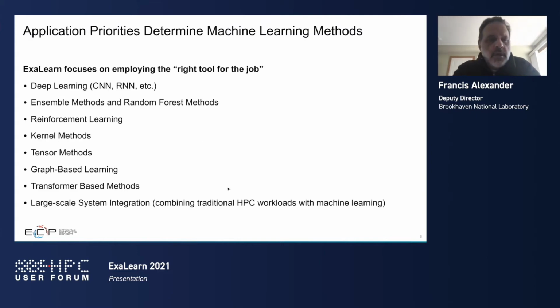So in the project, we're actually developing a number of machine learning methods. The most prominent and most popular these days are deep learning methods such as convolutional and recurrent neural networks and so on. But we're also looking at ensemble and random forest methods. We have a large effort in reinforcement learning for control, kernel methods, and tensor methods, which have gained a lot of interest recently, especially since you can build in a lot of domain knowledge and make them more interpretable. Graph-based learning is part of our project, and then transformer-based methods, which have become more popular over the last few years, we're also using those.